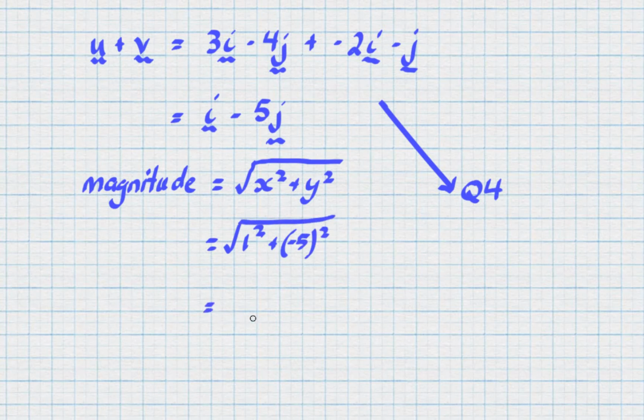So 1 squared is 1, 5 squared is 25, and so we have the square root of 26. So that's the magnitude done. Now let's think about direction, keeping in mind that we are going to have quadrant 4, right? So we want the total angle all the way round.